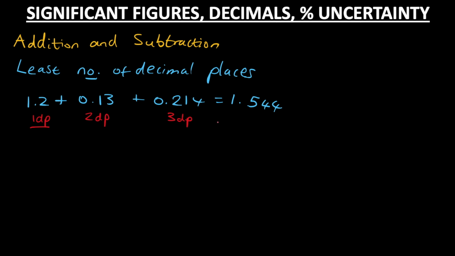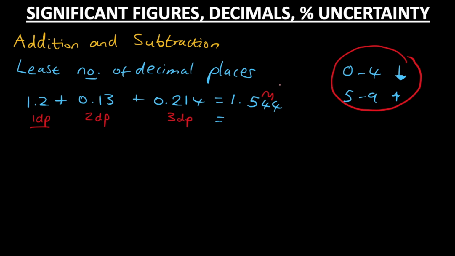So this answer should also have 1 decimal place, meaning that when we round, 0 to 4 we round down, so we keep it the same, and 5 to 9 we round up. And this relates, in this case, to the second decimal place only. We don't care about this. And as it's 4, it will remain 1.5. Now, if the answer had been 1.549, we would still only round to 1.5 because this number is 4.